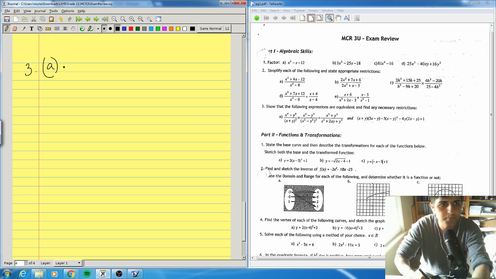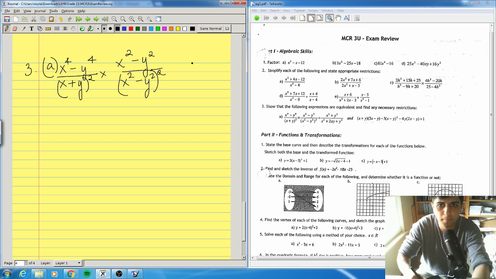Okay. x to the 4 minus y to the 4 over x plus y squared, okay, times x squared minus y squared over x squared minus y squared squared, divided by that. And by the way, I'm going to switch multiplication signs to dots. I hope that's okay. So the multiplication signs are dots.